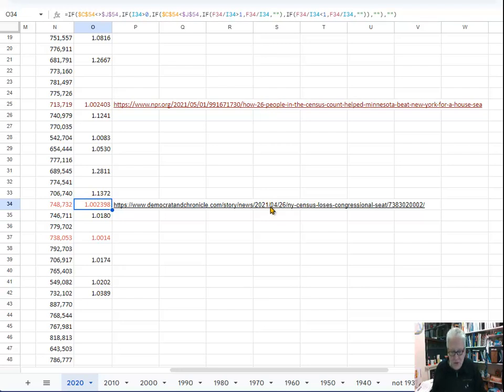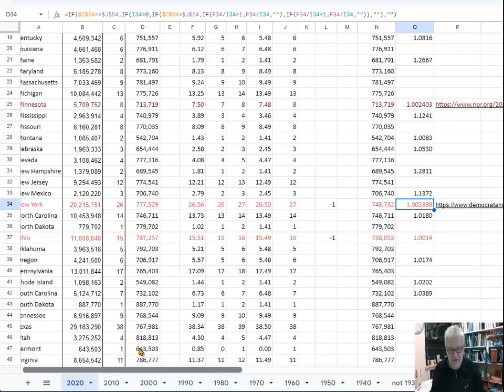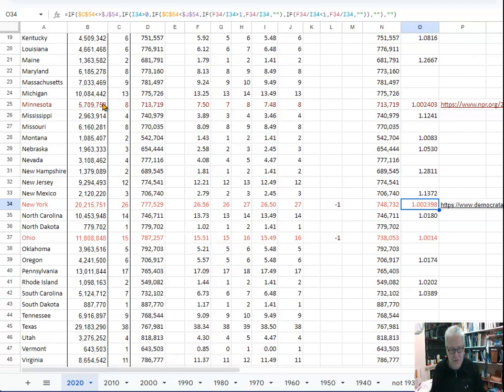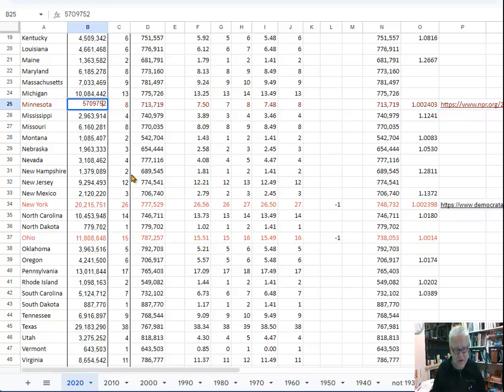And New York was unhappy because they were 89 people short. So if 90 people had lived more in New York, they would have actually gotten one more seat and wouldn't have lost it, and Minnesota would have lost one. And I can show that too, that 26 here. I'm going to reduce this one here to a 22. So 5,709,722 instead. Okay, there we go.